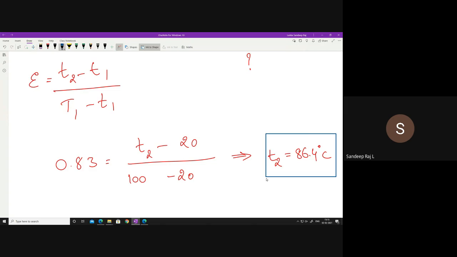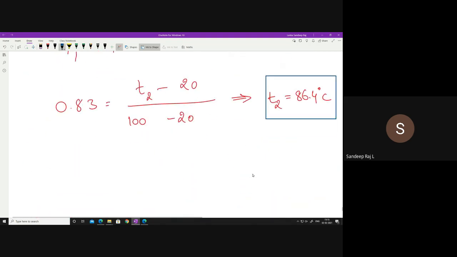Understood? So this way also you can find T2. Is this clear? Now use this T2 to find Q. You need not find Q using the effectiveness also. You can use this one also. So Q is equal to m dot into Cp into (small t2 minus small t1). The same Q you will get this way also. Is this clear?